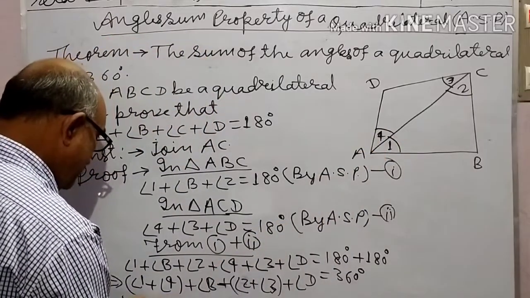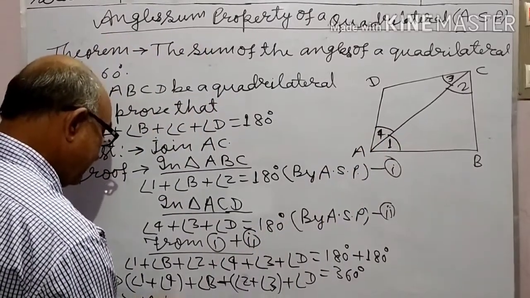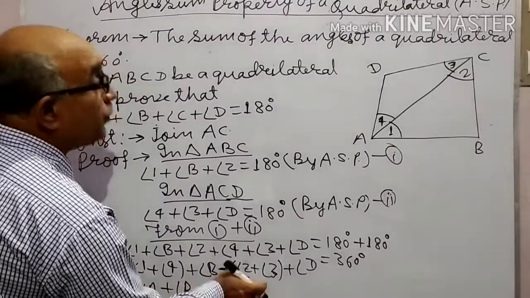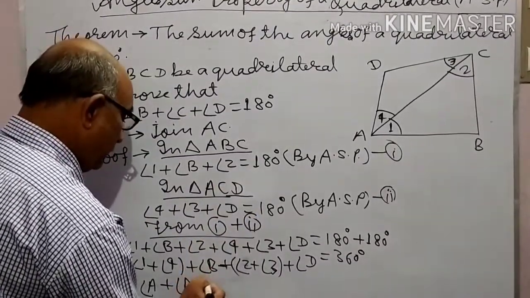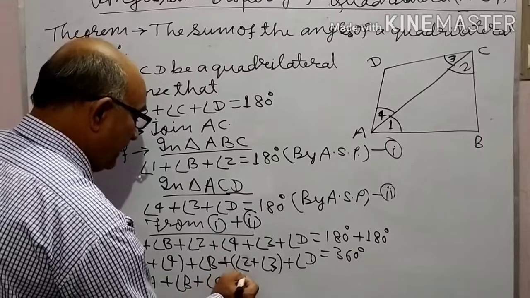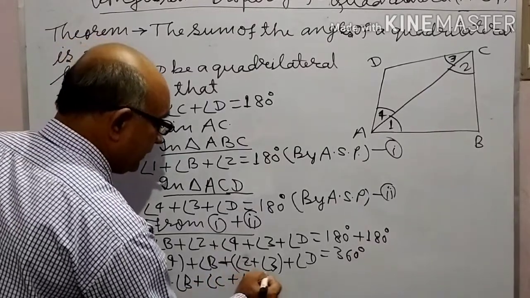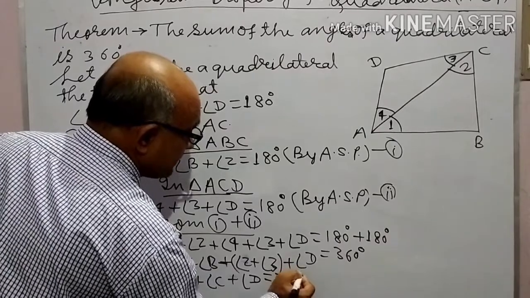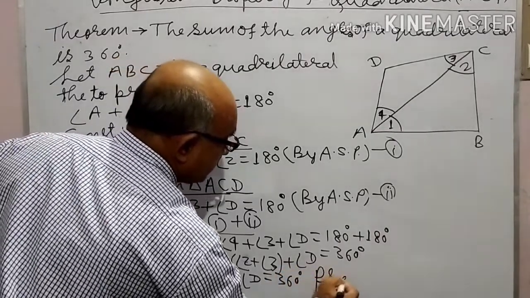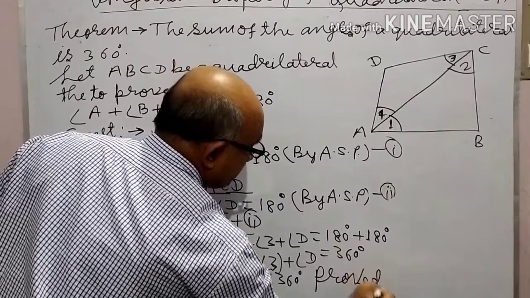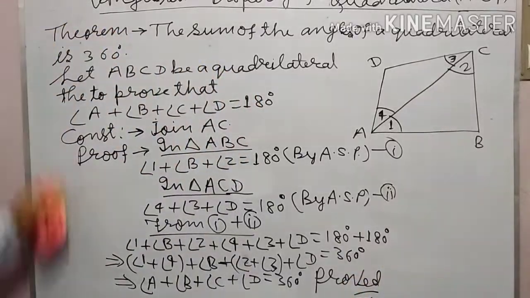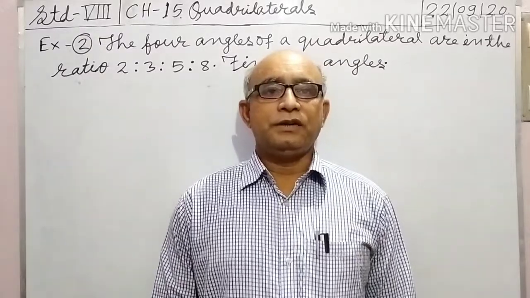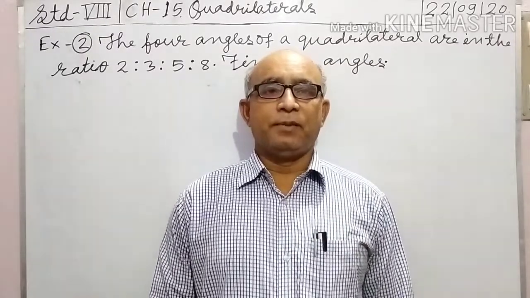Now that implies, students, angle 1 plus 4 is angle A plus angle B, angle 2 plus angle 3 equals angle C, plus angle D equals 360 degrees. Proved. Understand and write it. Students, now I shall solve some examples. I write one example on your board.